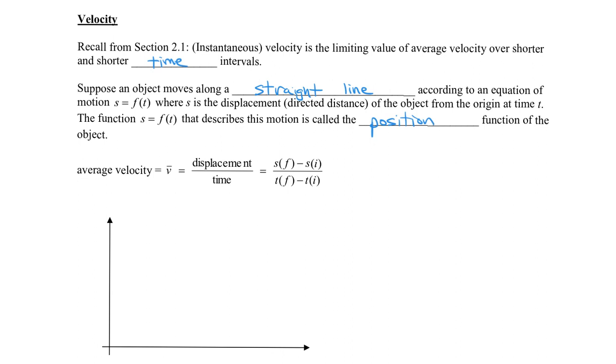We got a formula here that we've seen before for average velocity. We said average velocity was displacement over time. We had this formula here. The formula was the final position minus initial position divided by final time minus initial time. And really this is essentially just a slope formula on a position versus time curve.